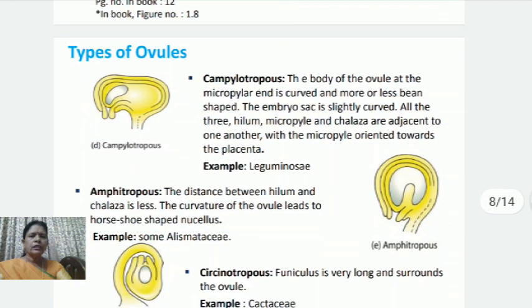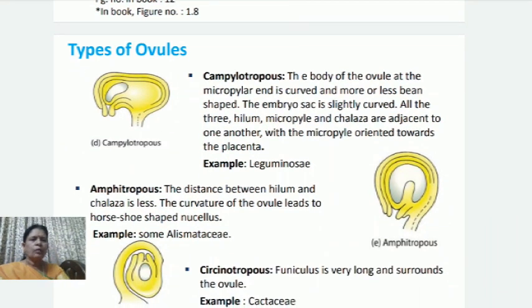And the next type is campylotropous. The body of the ovule at the micropylar end is curved and more or less bean shaped. The embryo is slightly curved. All the three, hilum, micropyle and chalaza, are adjacent to one another with the micropyle oriented towards the placenta. Example for this campylotropous is Leguminaceae.